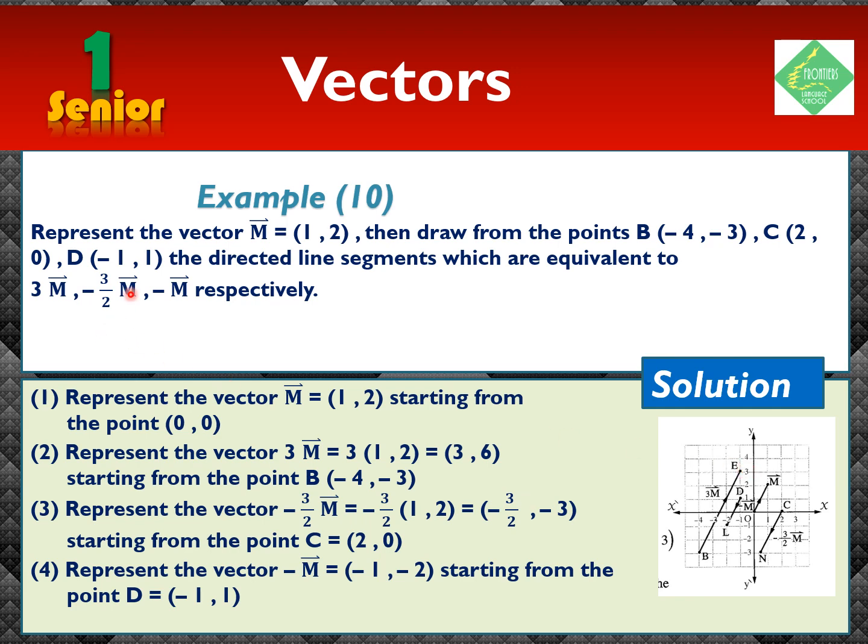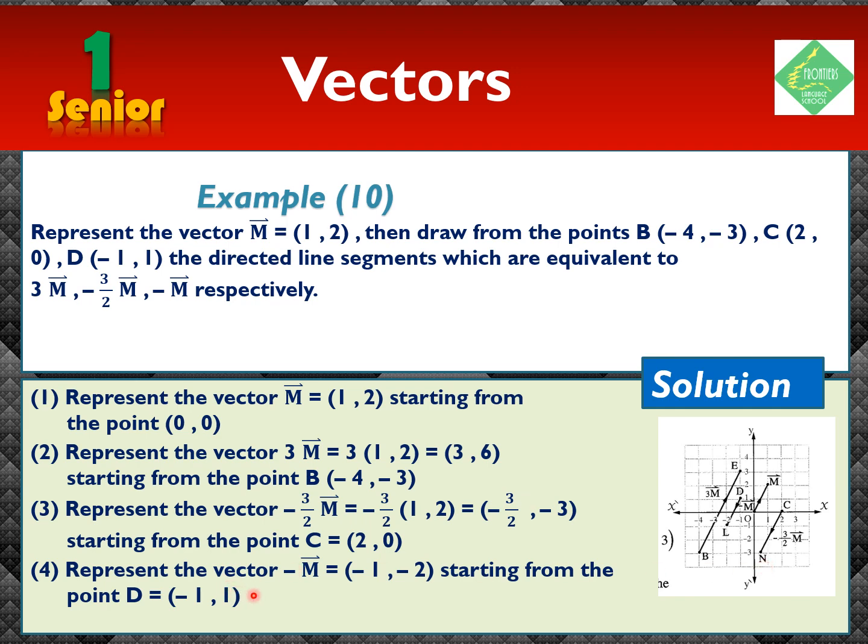Now you want to get -3/2 m. Multiplying -3/2 by (1, 2), you will get -3/2 and -3. So you will move from C, the starting point (2, 0), -3/2 on the x-axis and -3 on the y part. You will get, yes, below. Why below? Because of the negative parts. You will get, yes, negative half and negative 3.